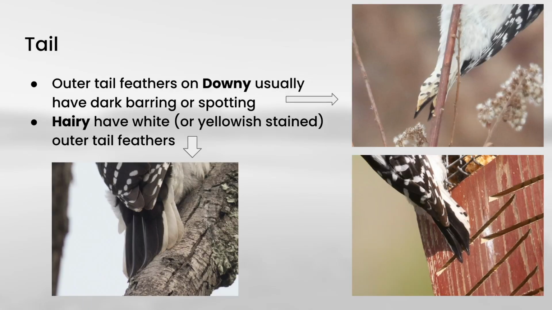One of the other features that can be pretty helpful in a lot of circumstances is the pattern on the tail. The outer tail feathers on downy woodpeckers usually have some sort of dark barring or spotting, which you can see here in these white outer tail feathers. Whereas hairy woodpeckers generally have clean white outer tail feathers, or sometimes you'll see some staining. It can be yellowish or orange, but by and large, that is going to help you 99% of the time.